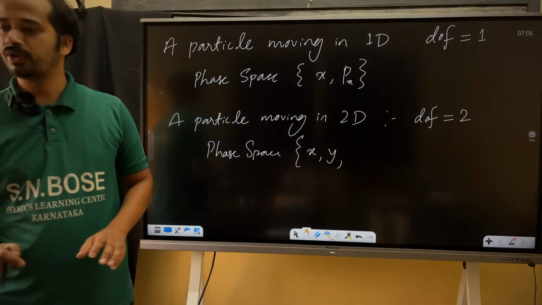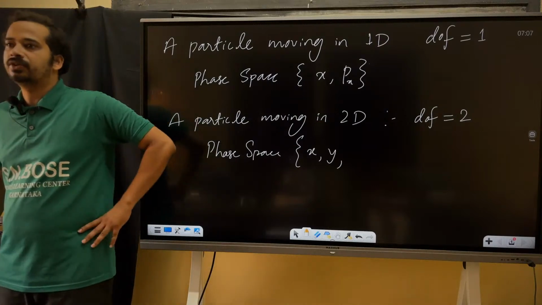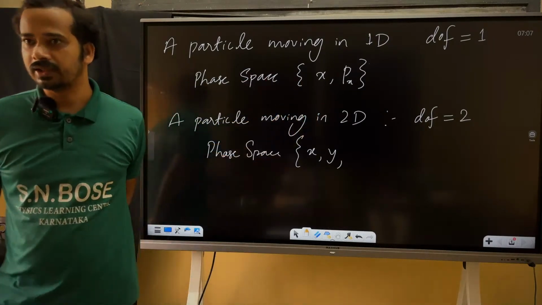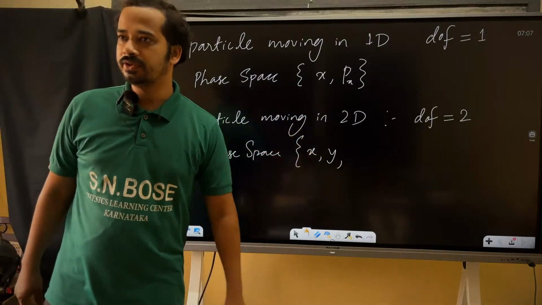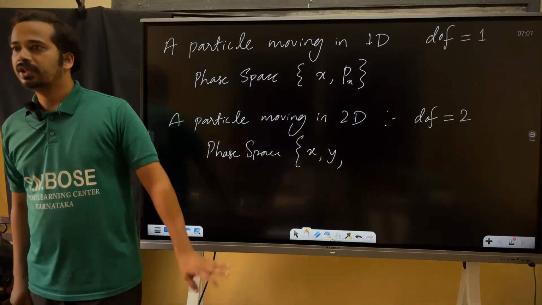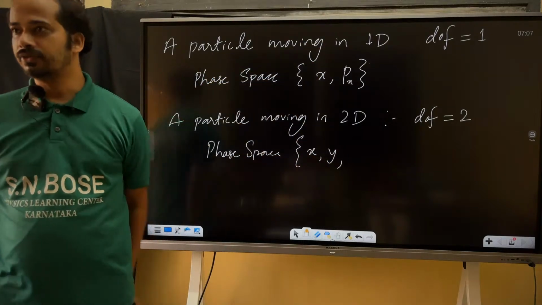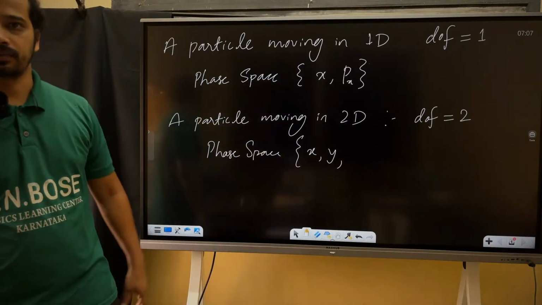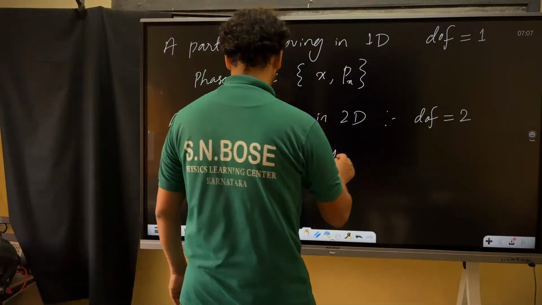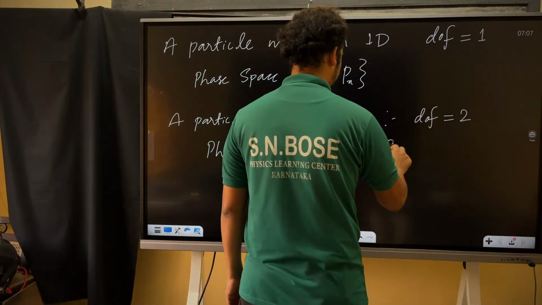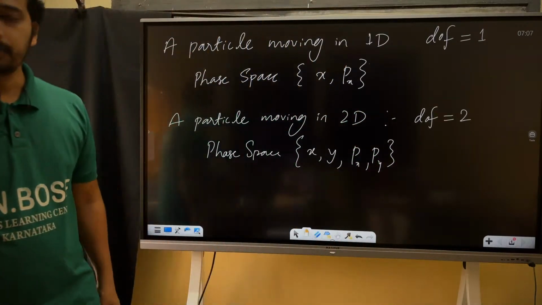If you know positions and momenta at any one instant of time, then you know everything about the system. You know any quantity in the future, any quantity at any instant of time. So phase space becomes a bit of an important discussion: x, y, px, py.